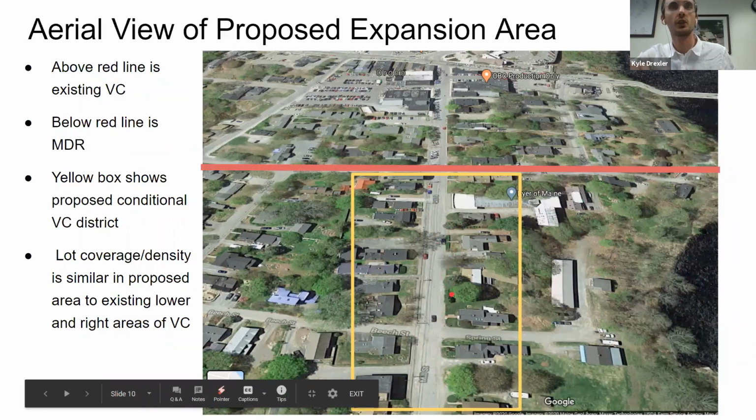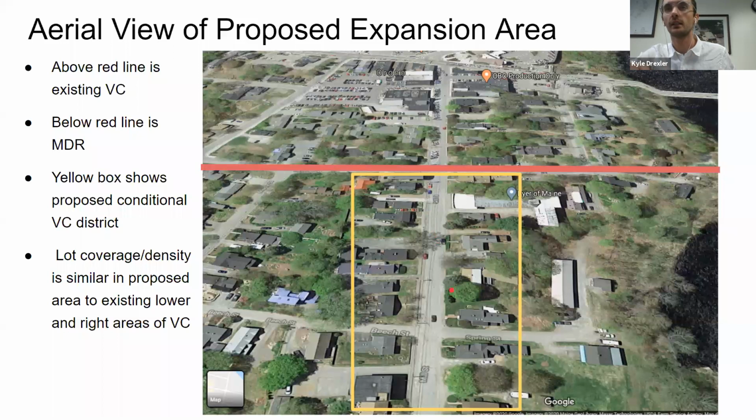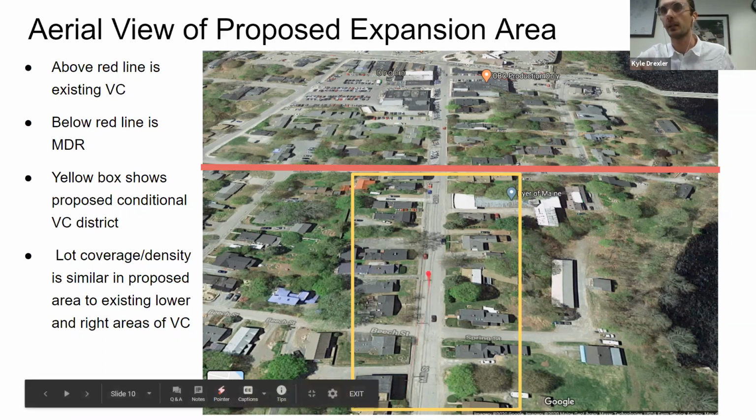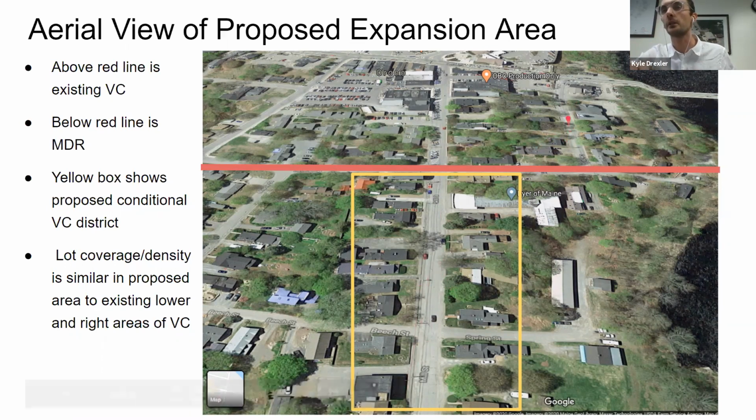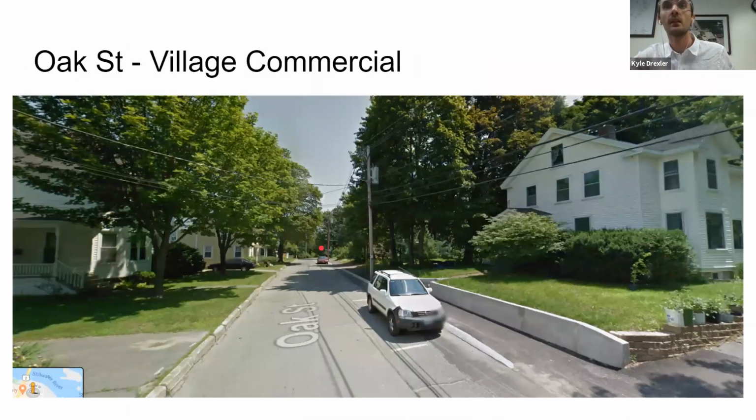So this is really just showing that there's not much difference in the lot coverage and density and feel of the on the street feel between existing parts of the Village Commercial and the area we're talking about here. It's not like we're going from a very close, very developed area to an area that is completely different. It's very similar in a lot of ways.